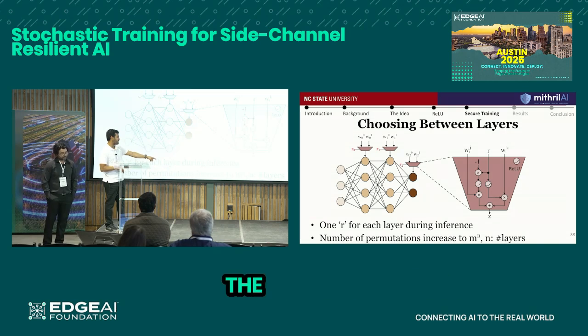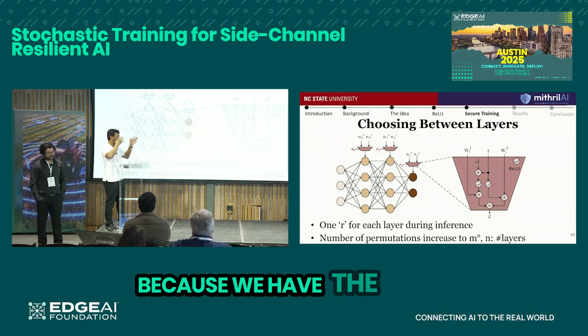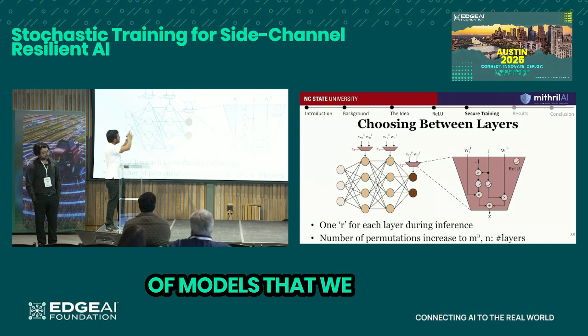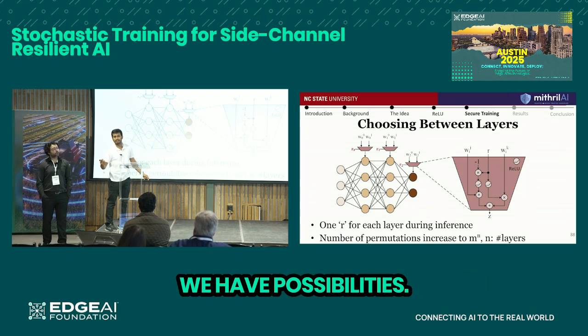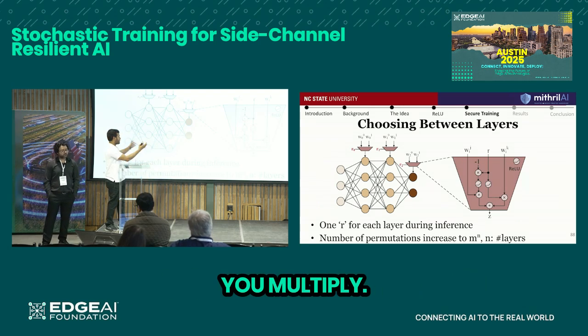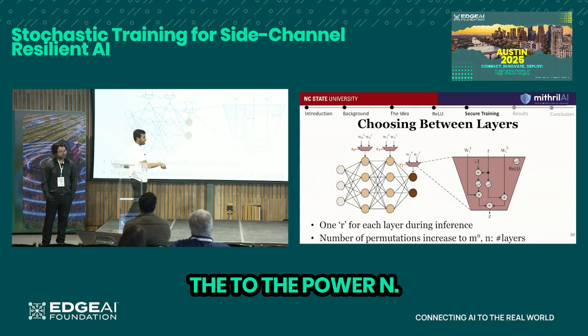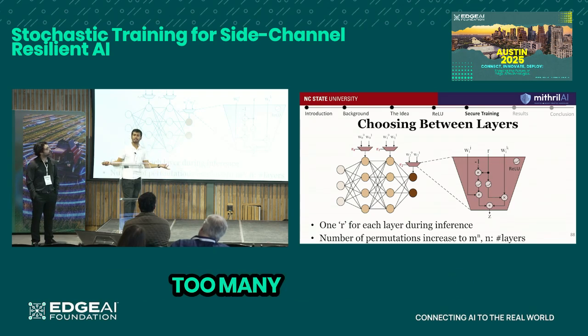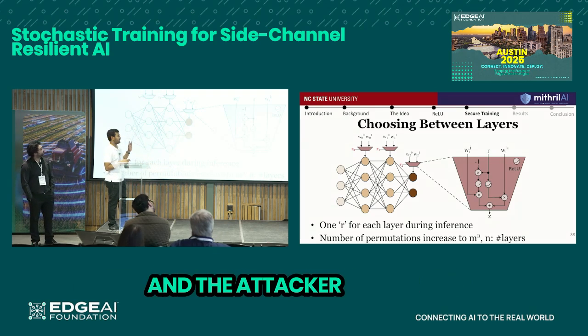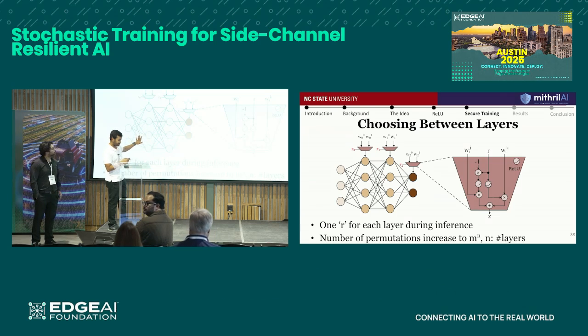It becomes m to the power n, right? Because we have the number of models that we trained on, and then for each layer, we have m possibilities. So you multiply m, n times, that's how you get m to the power n. And this is way better than the previous solution because now I have created too many possibilities and the attacker will find it difficult to attack.